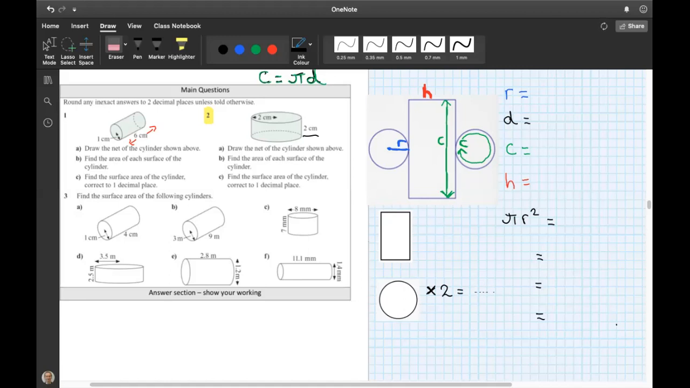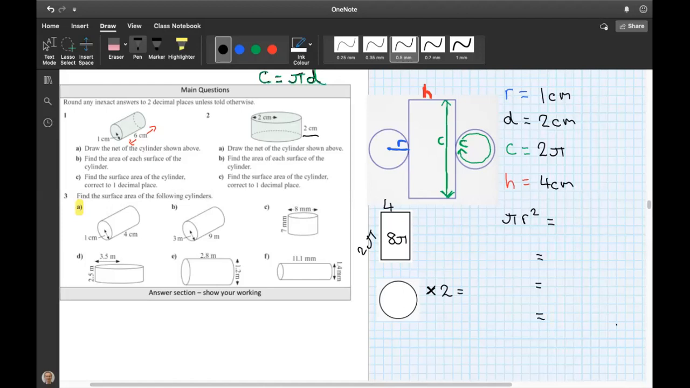Okay then, so we're now on question 3a. Let's have a look at this one. Right then, our radius, a little smaller this time, it's 1 centimetre. Our diameter will be double that, 2 centimetres. Our circumference will be that multiplied by pi, 2 pi. And our height, h, has been given to us, 4 centimetres. Now ready to label our rectangle. The height was 4 centimetres. The circumference was 2 pi. So the area of this face will be 8 pi.